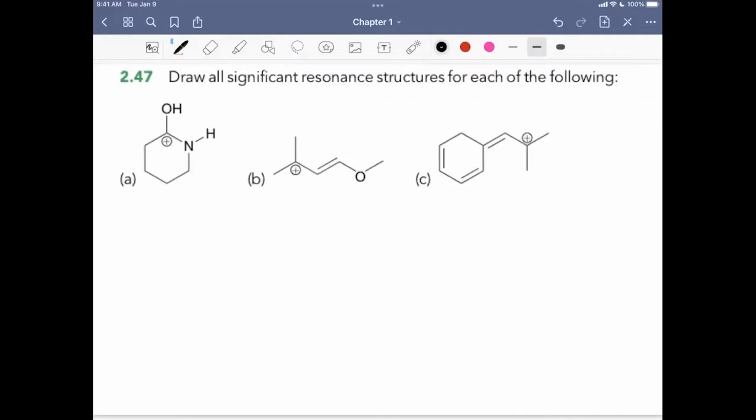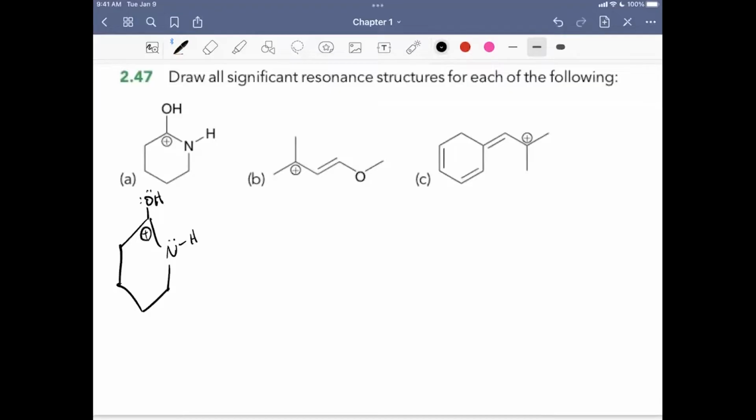Right here we have 3 different problems. It says to draw all significant resonance structures for each of the following. So let's start with A. Let's just rewrite this. Okay. And let me fill in the lone pair for that nitrogen and this oxygen as well. All right, so there's a couple different things we can do. We have a nitrogen that has its filled octet. It has 3 bonds, and it also has that lone pair.